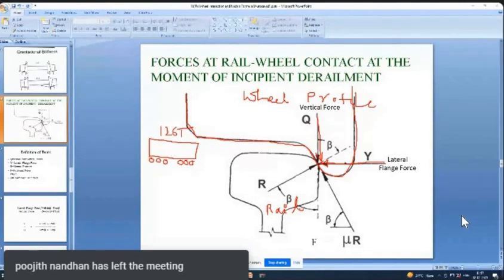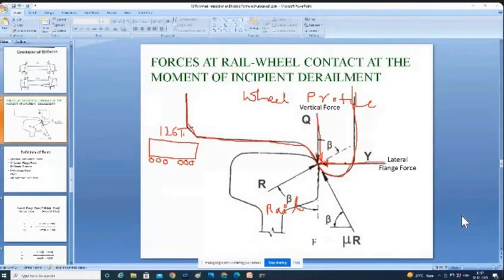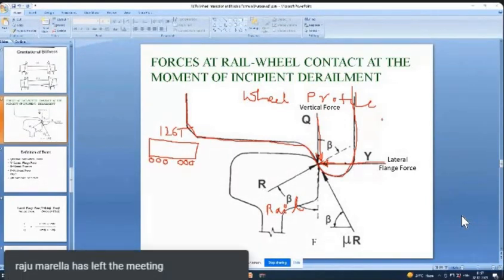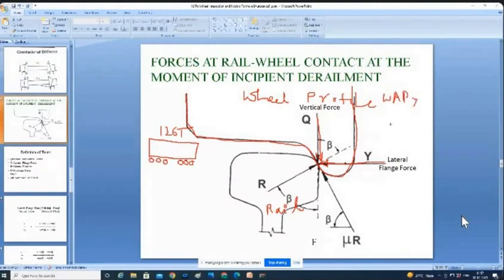So WDG4, 126 ton. Suppose if you see now in KJM shed, we are maintaining even electrical locos also. We are maintaining WAP 7 locomotives. We are also maintaining WAG 9 locomotives. The weight of the WAG 9 locomotive is 132 ton.